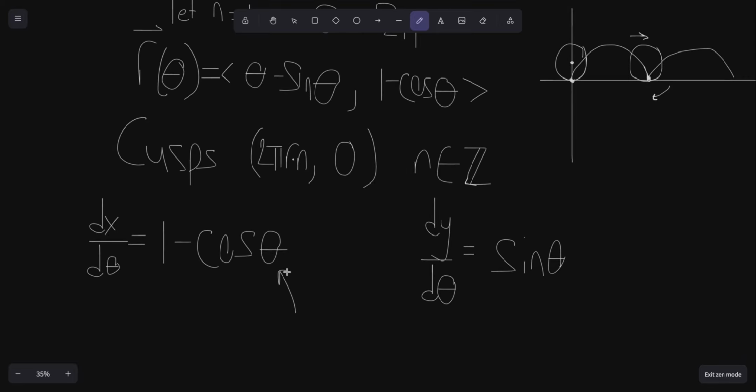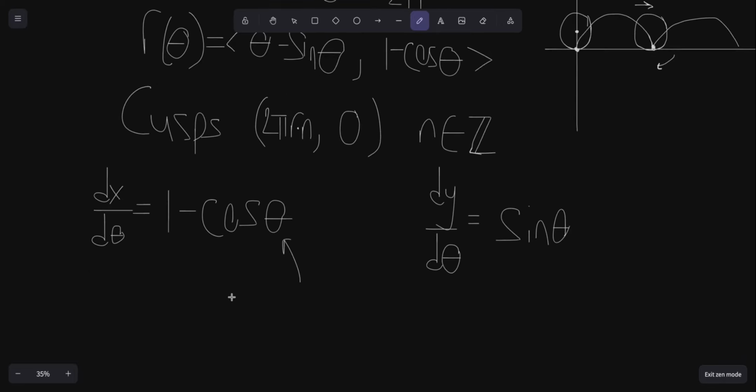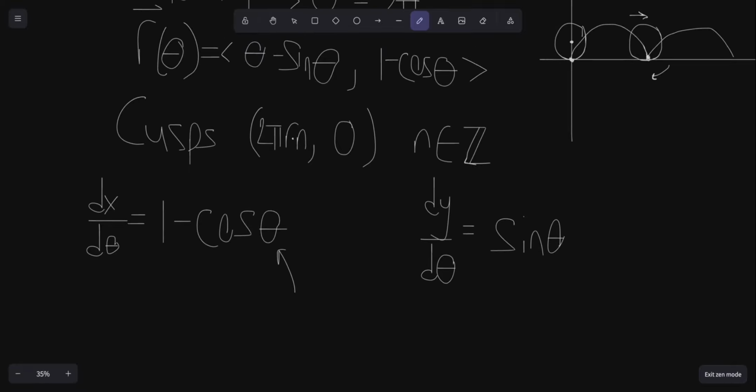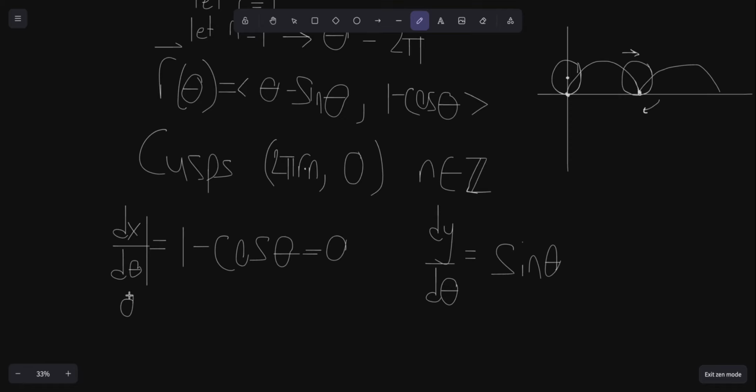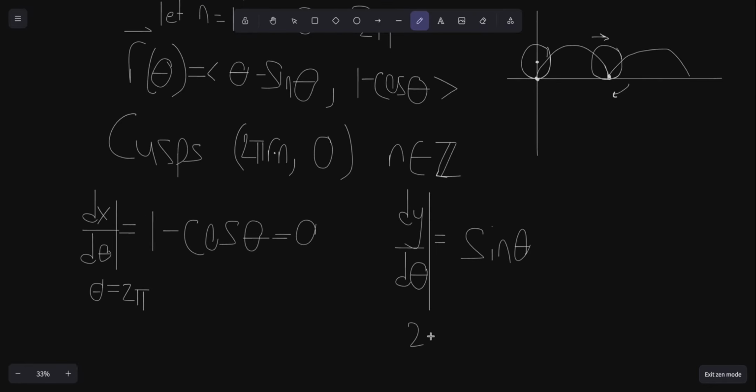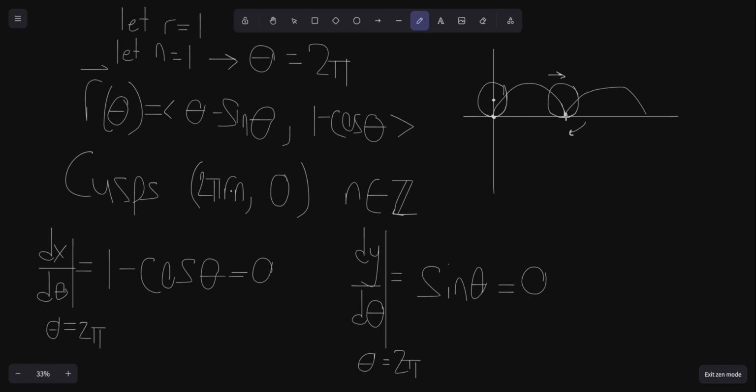If I plug in 2 pi here, I'm going to get what? Cosine of 2 pi is equal to 1, so 1 minus 1 is equal to 0. So dx over dt at theta equal to 2 pi is going to be equal to 0. And then dy over dt at theta equal to 2 pi, well, what's sine of 2 pi? That's 0 as well. So notice how at the instant that we are at the bottom, our velocity vector is not traveling in the x direction, nor in the y direction. It's actually the 0 vector.